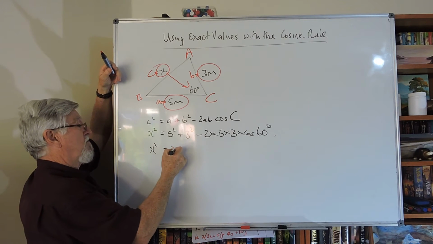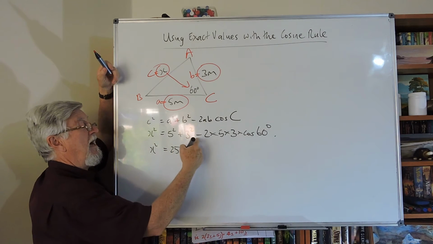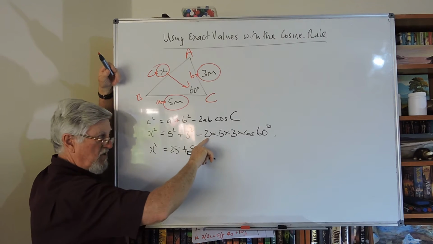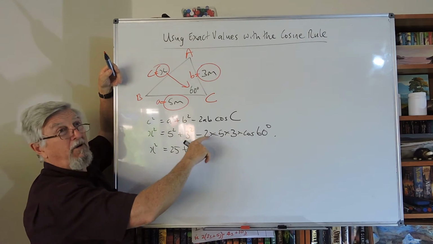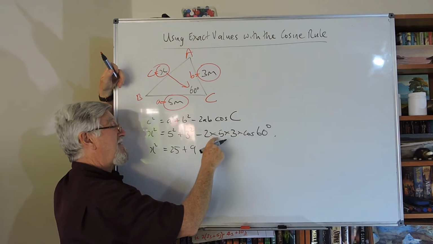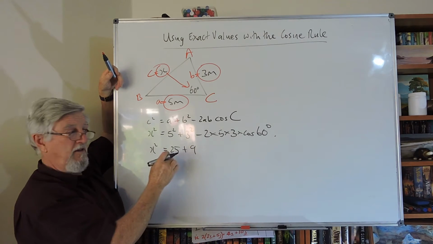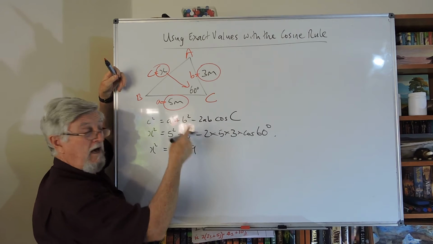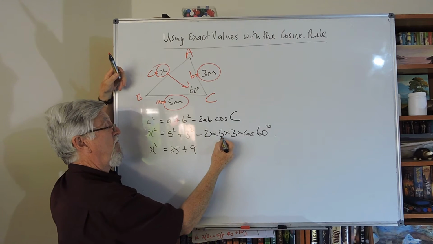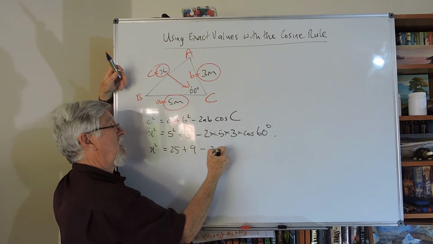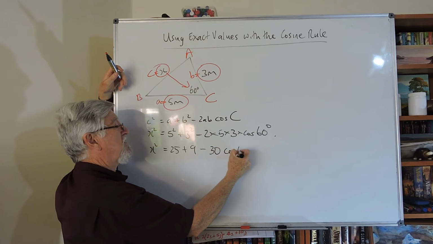X squared equals 25 plus 9. You can't subtract the 2 because it's married to all these other numbers. I talk about married for multiplying. It's connected to them, so you can't do the subtract first unless it had a bracket around it, and there's no bracket in the cosine rule. So now we've got 2 5s are 10, 10 3s are 30, and you've got this thing called cos 60.